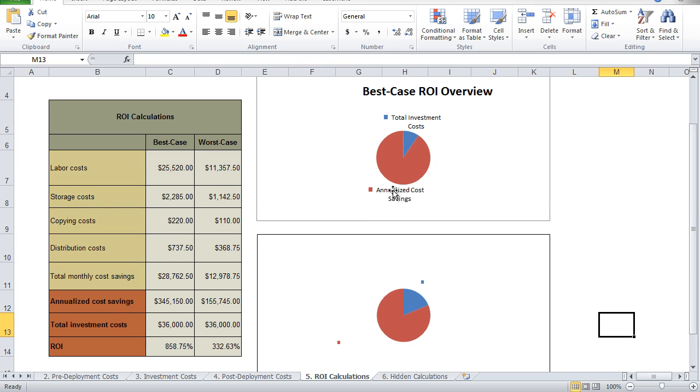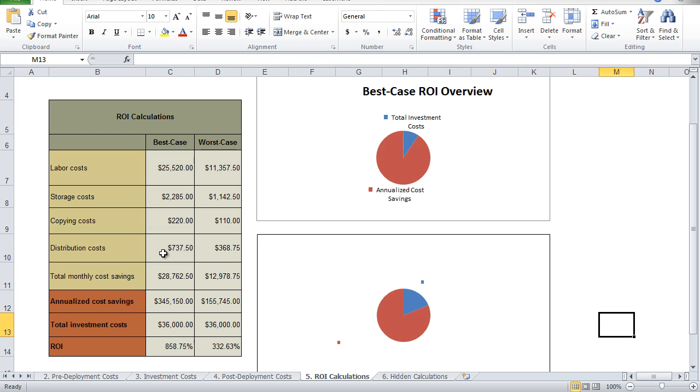So we are seeing that right now, in the best case scenario, from a labor cost standpoint alone, we can save up to $25,000. Best case scenario storage costs, we can save $2,200. Copying costs $220, distribution costs $737. So the total monthly cost savings in this best case scenario is a little over $28,000. While in the worst case scenario, it's a little over $12,000. So even with that number as low as 25%, meaning that our goal is only to hit 25% of what we set out to do, we're still seeing a monthly cost savings of a little bit under $13,000.